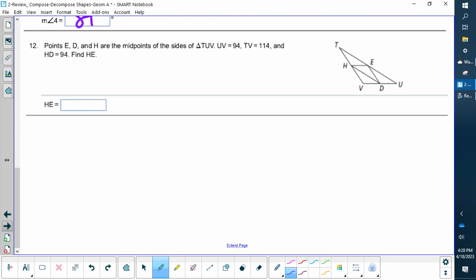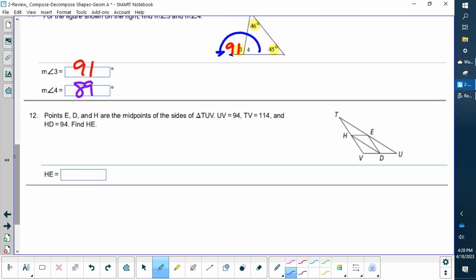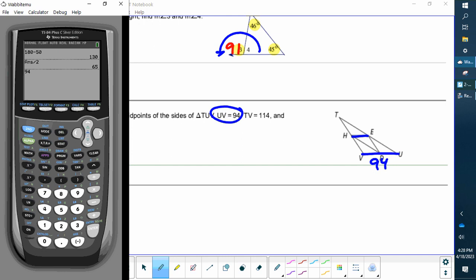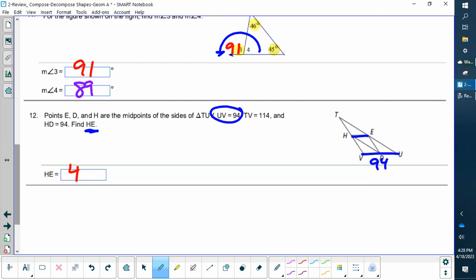Okay, this problem. These are called triangle midsegments. So if this is a midpoint and midpoint, then this midsegment is half of the base. Same thing here. Midpoint, midpoint, midsegment, half of that base. And last but not least, if these are midpoints, then this has to be half of this. Now, I'm going to look at what they're looking for. HE, that's this one. So I really like to know this length. The rest of the lengths don't matter to me. And I look up there and I notice, hey, U to V is 94. Well, what's half of 94? 94 divided by 2 is 47. So that means H to E is 47.